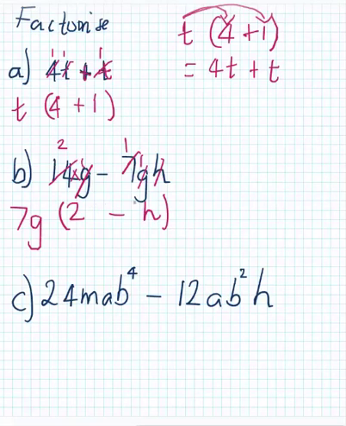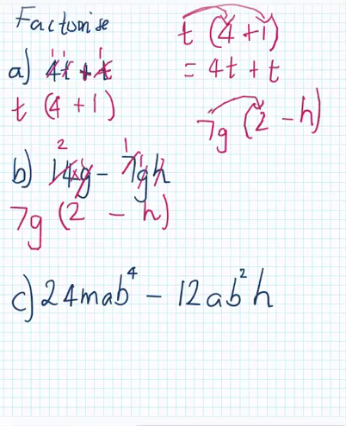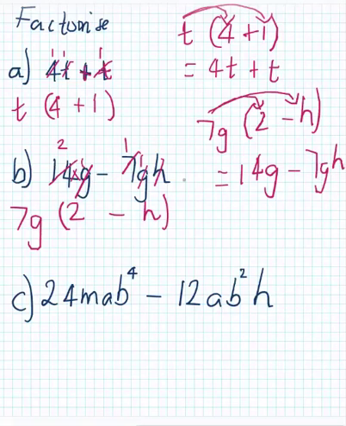And to check by expanding, if I just wrote it here, 7G, and I've got bracket 2, take away H. Well, let's expand this and see what we get. 7G times 2 and 7G times H. What do I end up with? I end up with 14, because 7 times 2 is 14, and G just sits there, nothing else to times a G with. Take away 7G times H, that's just 7GH. And let's have a look, 14G, yep, and 7GH, we've done the right thing.